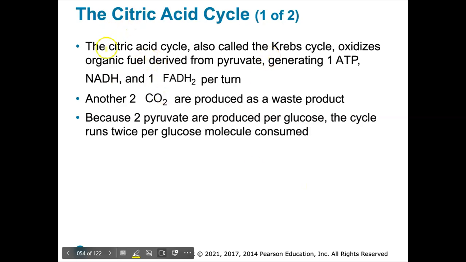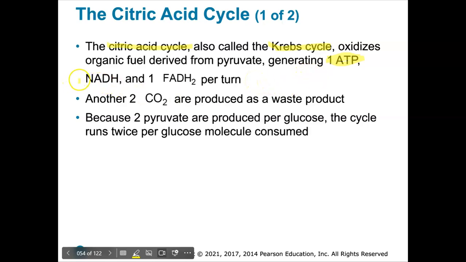The citric acid cycle, which is also called the Krebs cycle, for the scientists that discovered it, is a cycle or series of reactions. It's called a cycle because the reactions continue as long as you have acetyl-CoA that enters into the cycle. For every turn of the cycle, and there are 2 turns because there are 2 acetyl-CoAs, you're going to get 1 ATP. So the citric acid cycle total produces 2 ATP molecules because it turns twice.